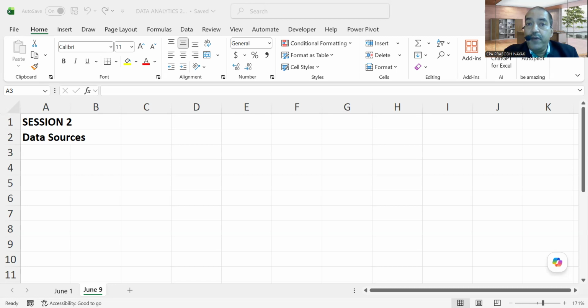Finance related information, for example, the company has taken a loan from a bank. The company has issued some shares. The company has issued some bonds, some debentures. So all this is finance related. It has nothing to do with the marketing department.